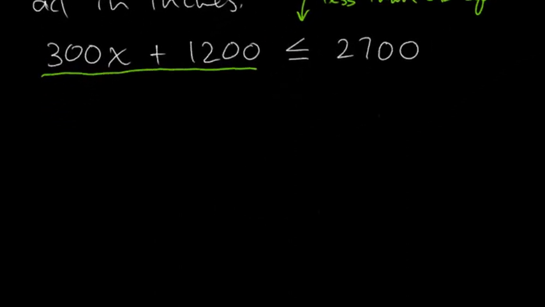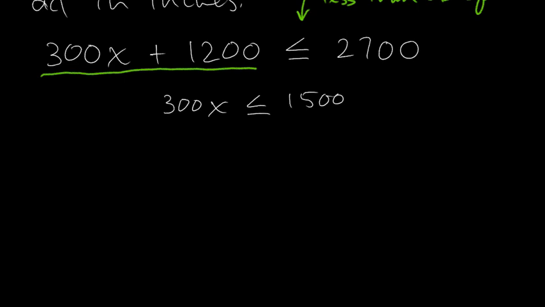But to solve this, I'm just going to take away 1,200 from each side. So we've got $2,700, and we're going to subtract from that 1,200, and we get $1,500. So 300x has to be no more than $1,500, or less than or equal to $1,500. And if I divide both sides by 300, 1,500 divided by 300 means x, the height of the ad, can be no more than 5.